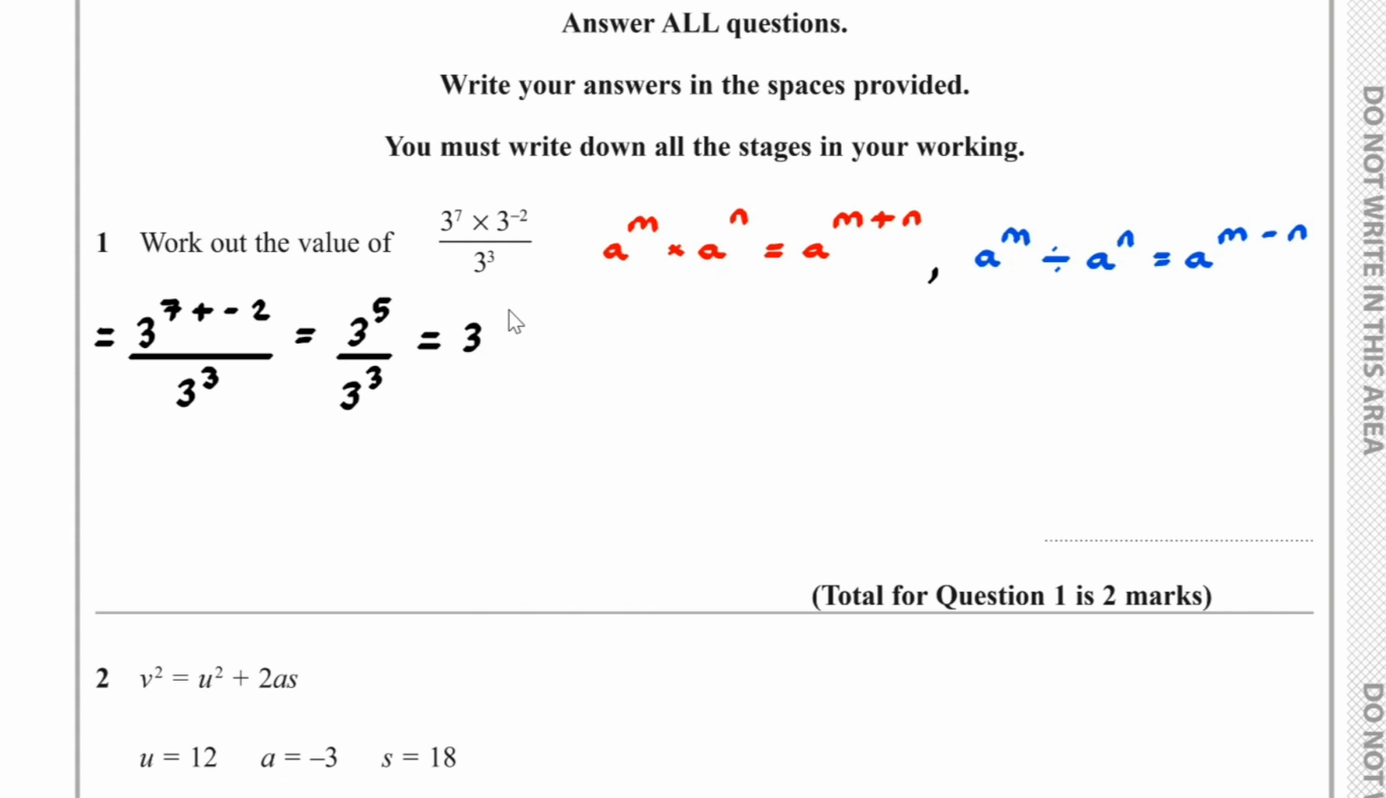So we have 3 to the power of 5 subtract 3, which is the same as 3 to the power of 2, which is 9. So the value of 3 to the power of 7 times 3 to the power of minus 2 divided by 3 to the power of 3 is 9.